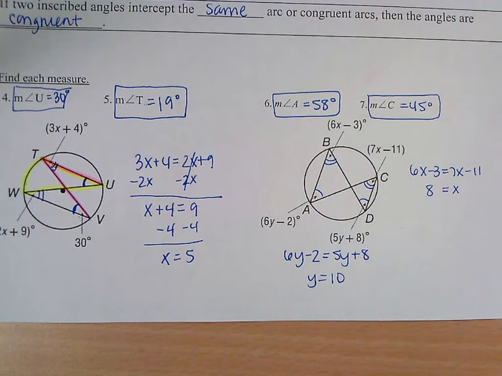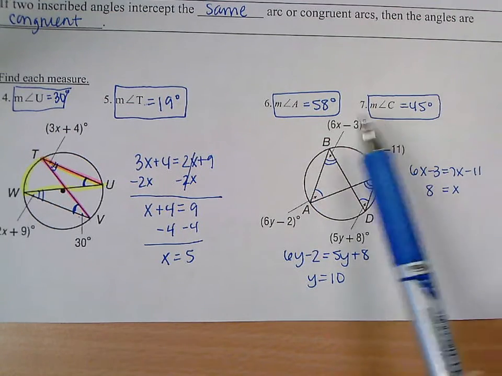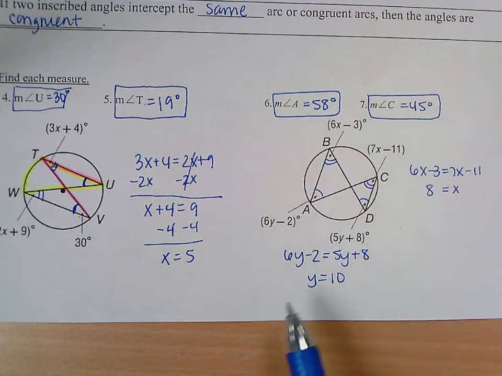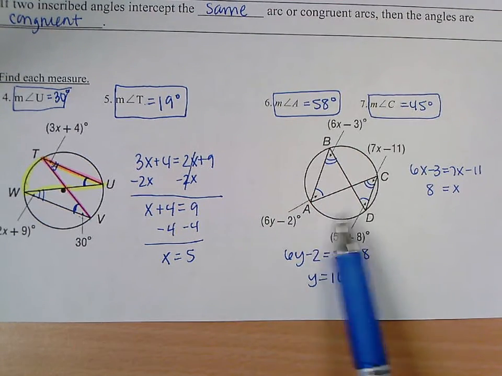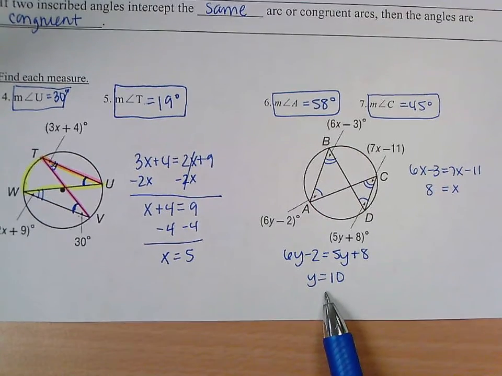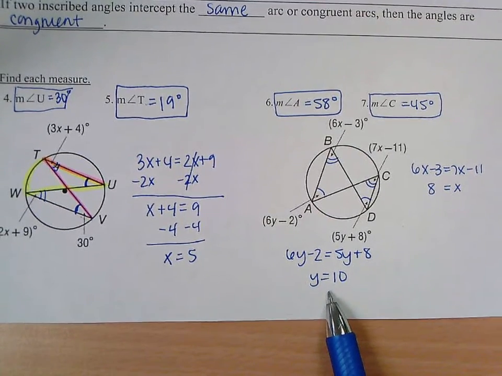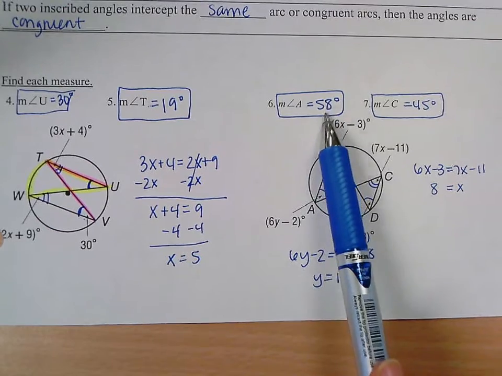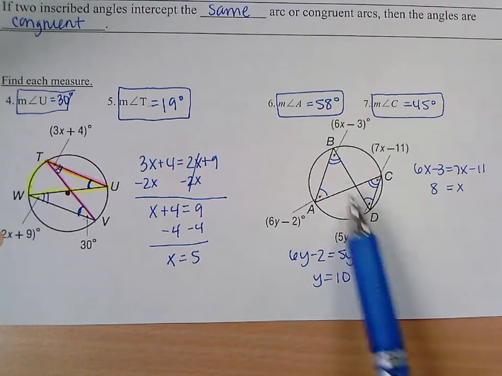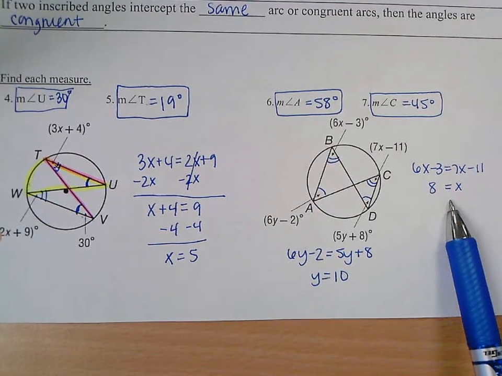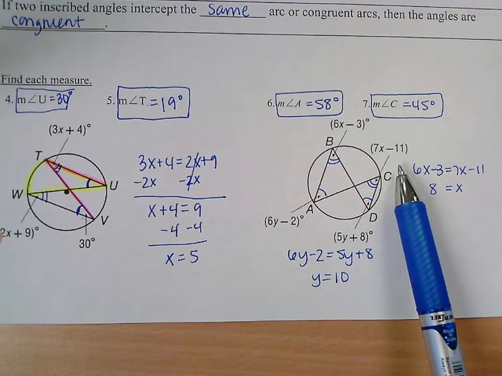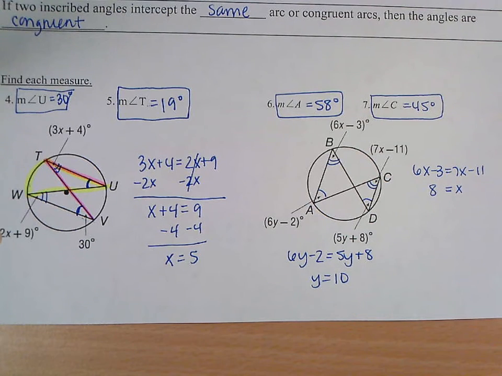Check your answers. I was just making sure that you had a chance to work through it. But double check the actual final answers you got. So A and D should be congruent to each other, and you would get y is equal to 10. If you substitute that in, you can find A is 58 degrees. And then B and C are congruent to each other. You should get x is equal to 8, and if you substitute that in, angle C is equal to 45 degrees.